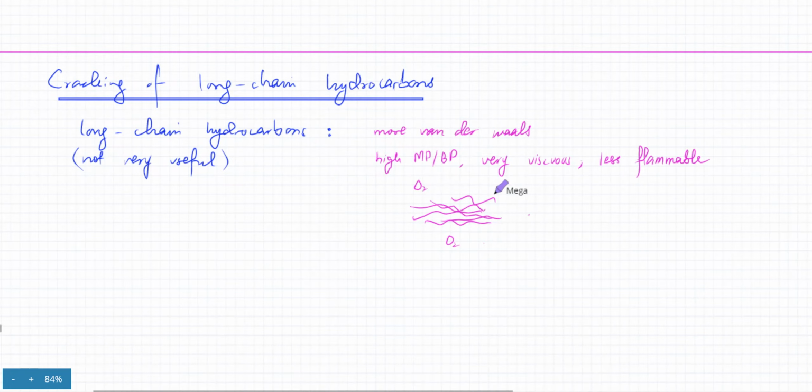So like waxes and other polymers like plastics, long chain hydrocarbons are very viscous, less flammable, and they have high melting and boiling points.